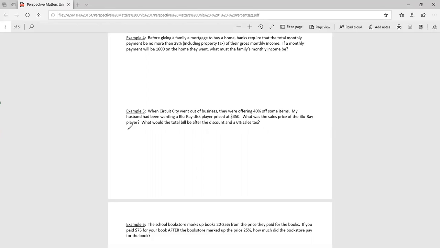Okay, so let's look at this a couple ways. Your original Blu-ray player was $350. $350 times 40% gives you your discount. And how we know that is they're saying 40% of $350. So where are we calculating that so we can figure out how much we're getting off? The discount is $140. That's not the price you're paying. We're paying $350 minus the 140, which is $210.